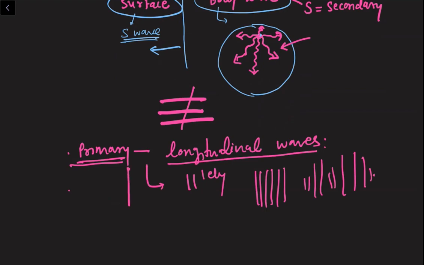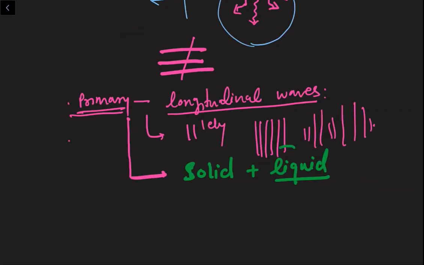Now, the important property of these primary waves is that they can travel through both solid as well as liquid medium. That is their property. So this is a very important property, that they travel in liquid medium also.